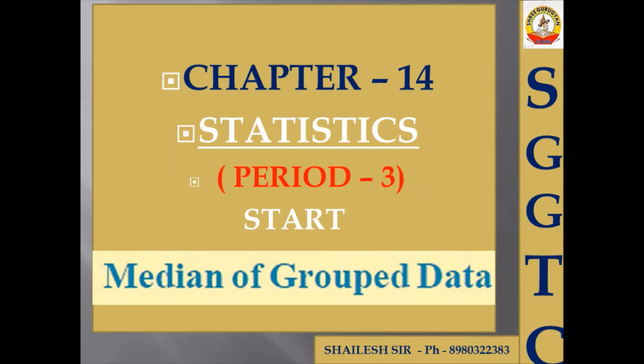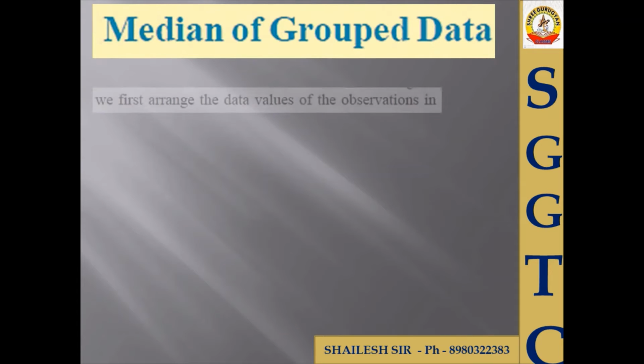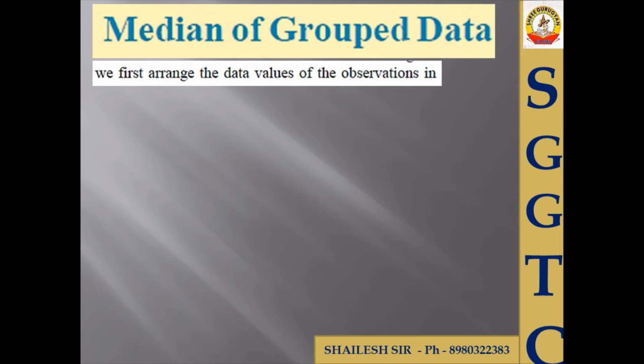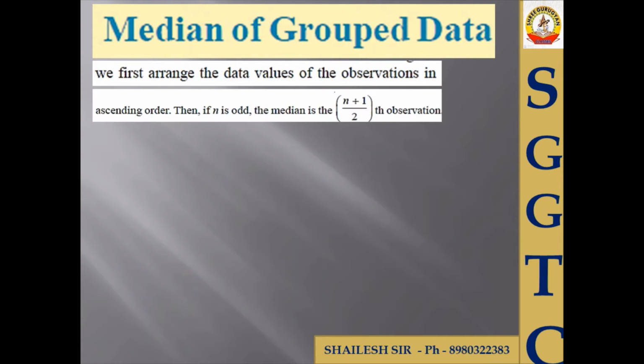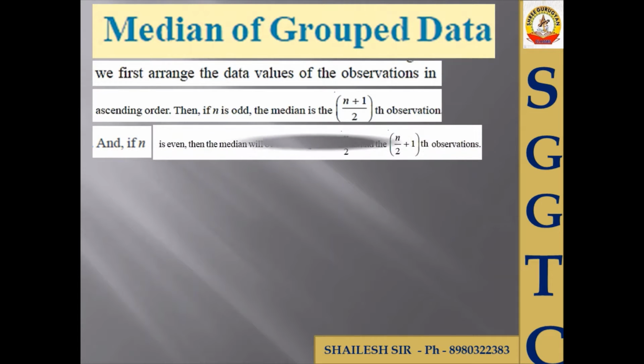You already know medians; I explained the basics first. According to your 9th standard, first we arrange all the observations in ascending or descending order. If n is odd, the median is the (n plus 1) by 2 th observation. If n is even, the median is the average of the n by 2 th and (n by 2 plus 1) th observations, divided by 2. That is for ungrouped data. Now I explain the median for grouped data.